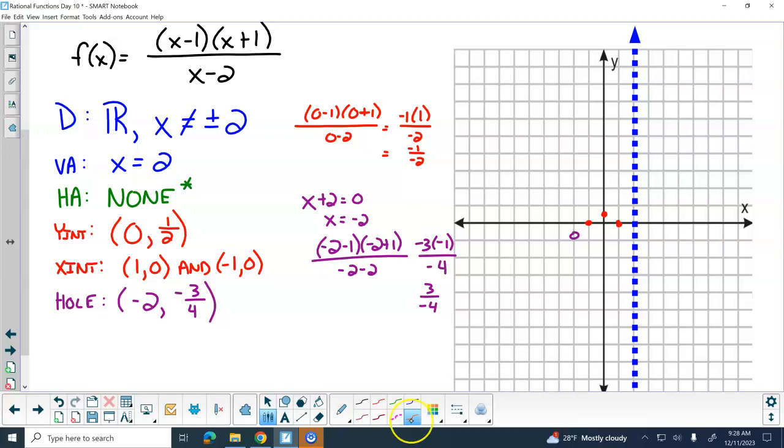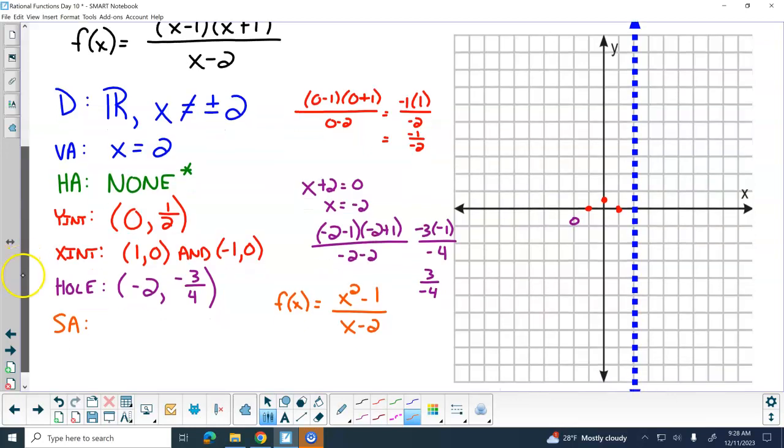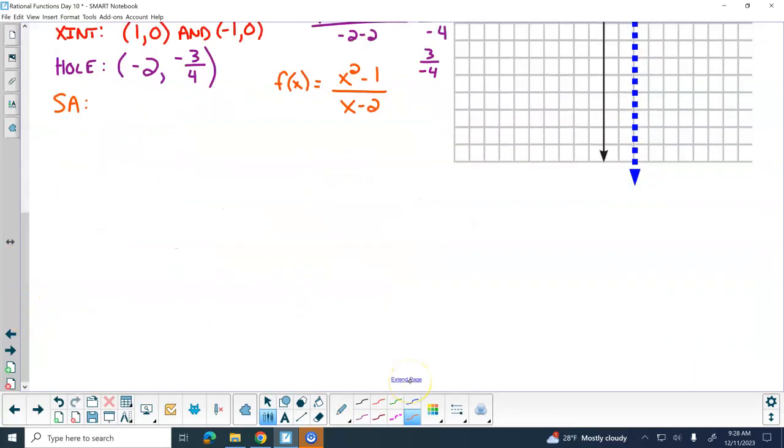Next one is slant asymptote. Yes. So we got to do the division. Can I do the division as I have the problem written right now? No. What do I got to do first? I got to multiply the top back in, right? Okay. So f of x is really x squared minus 1 all over x minus 2. When I multiply x minus 1 times x plus 1, I get x squared minus 1. Now I can do the division. Can I use synthetic? Yes, I can.